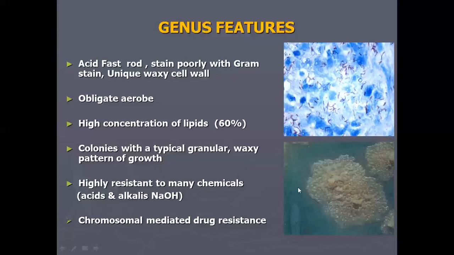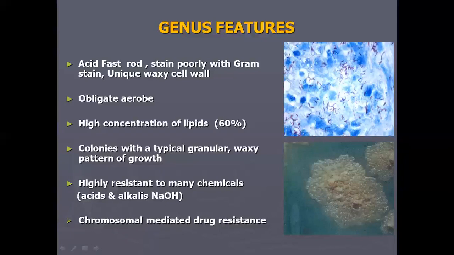LJ medium contains egg yolk along with malachite green, which is a dye, and this dye is used to inhibit the growth of other contaminants that are present in the respiratory tract. It will allow Mycobacterium tuberculosis to grow, but it will inhibit the growth of the other organisms present in the respiratory tract. Because Mycobacterium tuberculosis is resistant to many chemicals, and it is resistant to acids and alkalis, that is why we treat the sputum with sodium hydroxide.